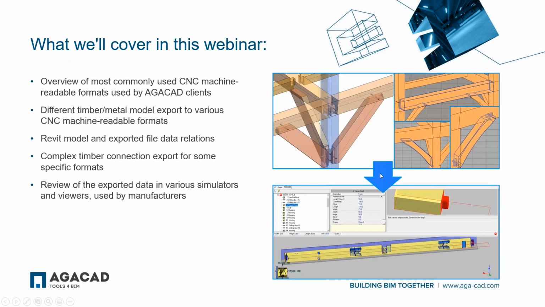So today I'm actually going to talk mostly about a few of the formats or the machine manufacturers that are mostly used by our clients. So I'll just show you those companies and the formats that are being read by their machines. Also, I'll show you a few examples of what kind of information I have in the model, and then where this information appears in the exported file that you can view, for example, with a viewer.